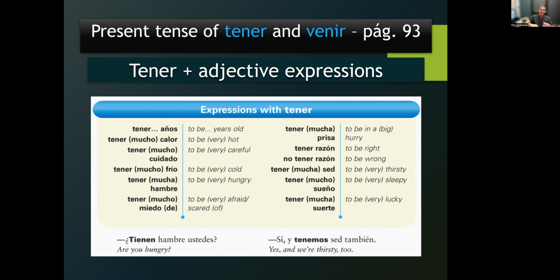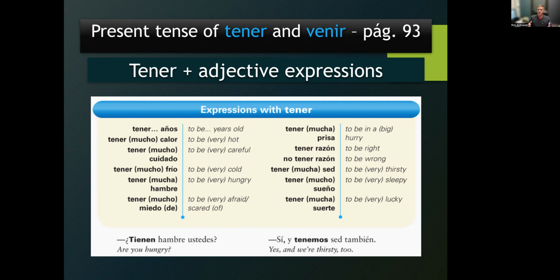Prisa. Prisa means to hurry. If you know someone who has lived for a while in South America, we do this a lot. That means ándale, means get on it, means be in a hurry. So, yo tengo mucha prisa. Lo siento, no puedo hablar con usted ahora. Tengo mucha prisa. I'm in a big hurry. Sorry, I can't talk to you right now. I'm in a hurry. I gotta get out of here. So, yo tengo prisa, tú tienes prisa, usted, él, ella tiene prisa, nosotros tenemos prisa. Ustedes, ellos, ellas tienen prisa.